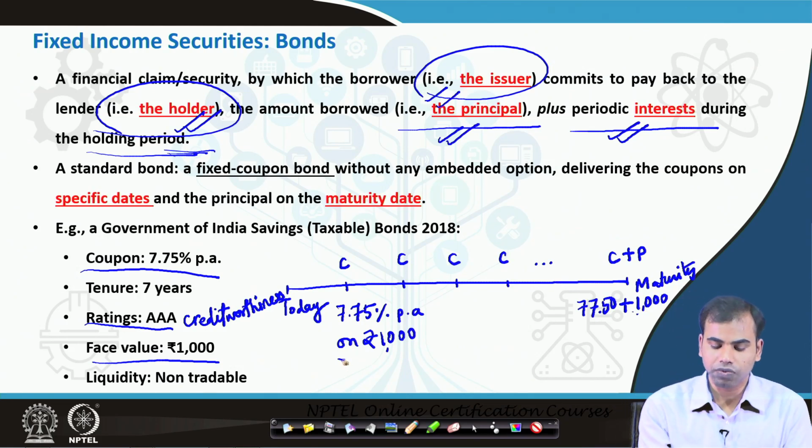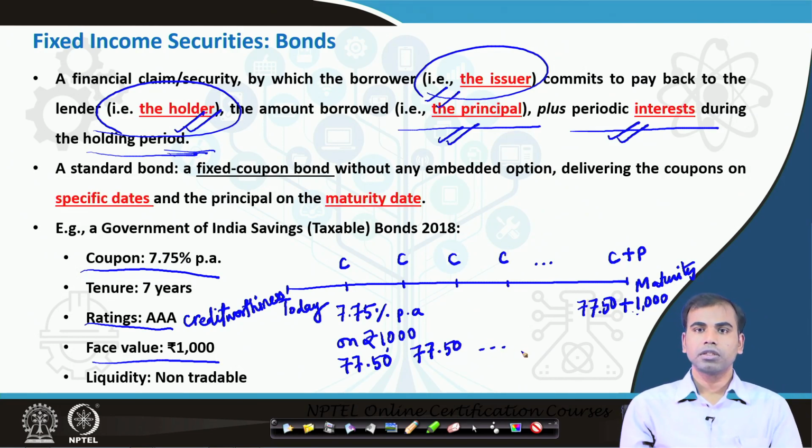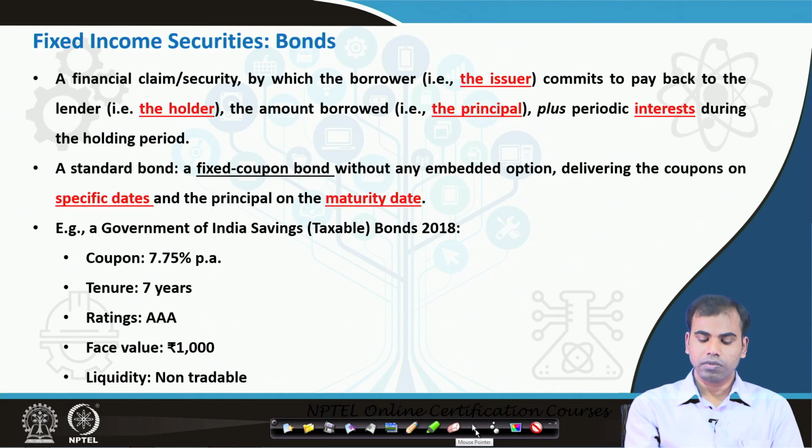So, every period the investor would get 77 rupees 50 paisa of interest or coupon, and at the end of the maturity the bond holder will receive 1077 rupees 50 paisa, for 7 years. This is how a bond functions. Now, if you try to understand more technical terms related to bonds, we can see how these bonds can be evaluated and their pricing can be done.